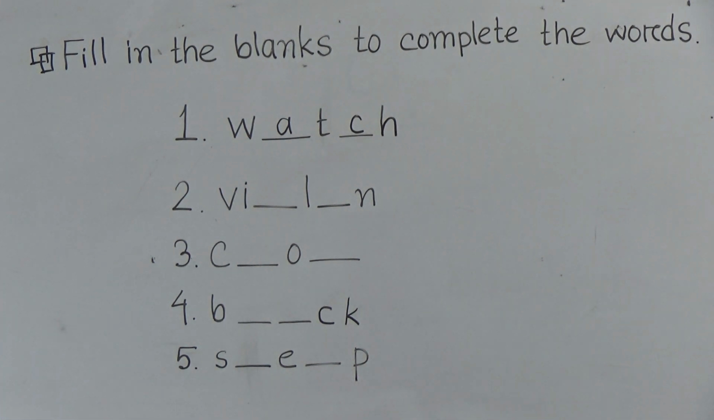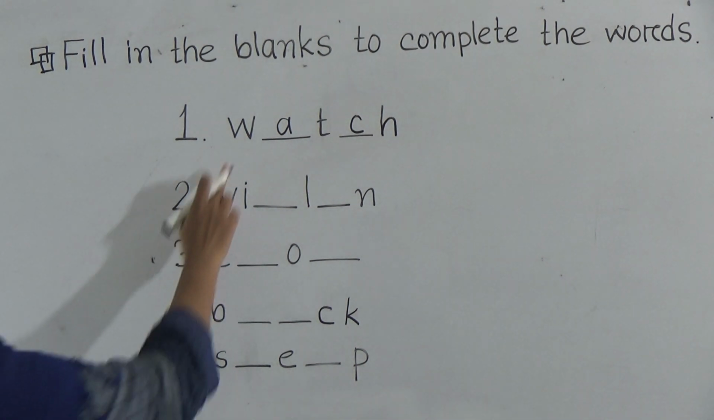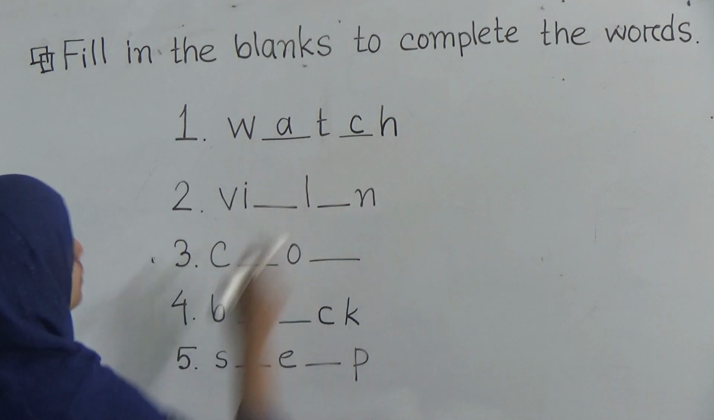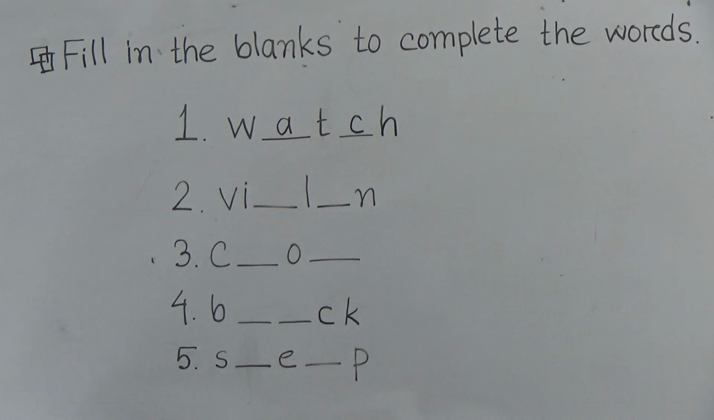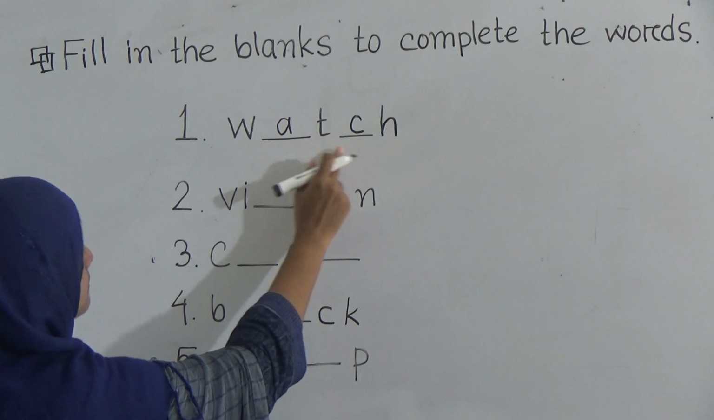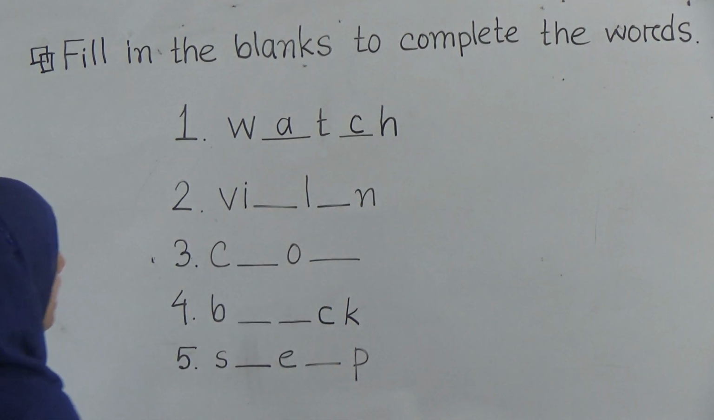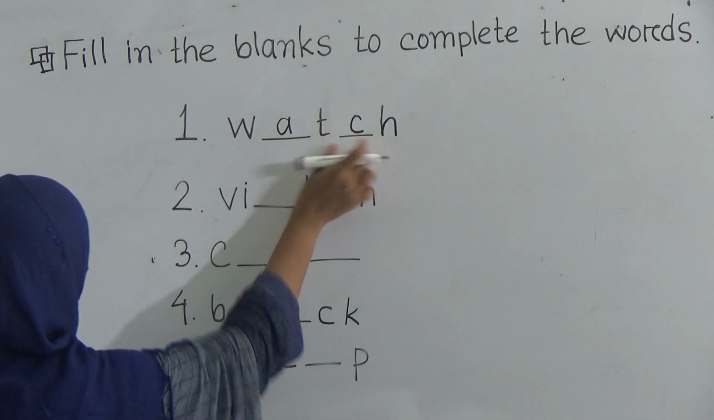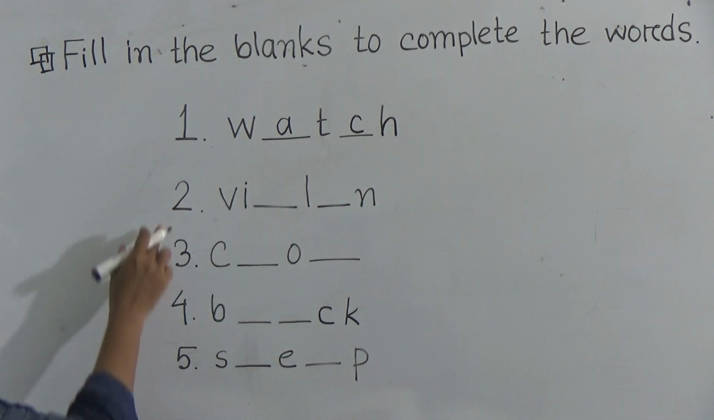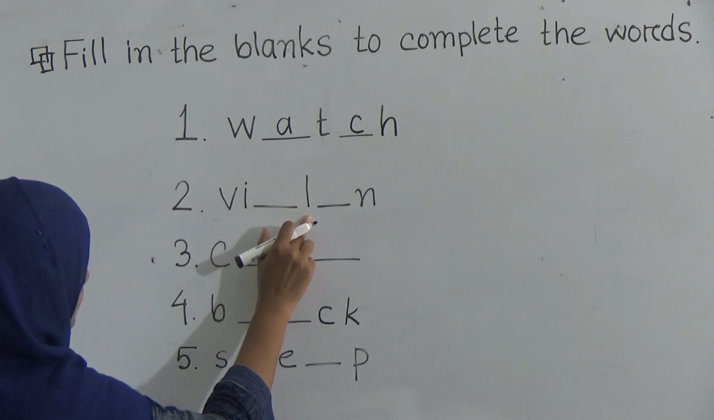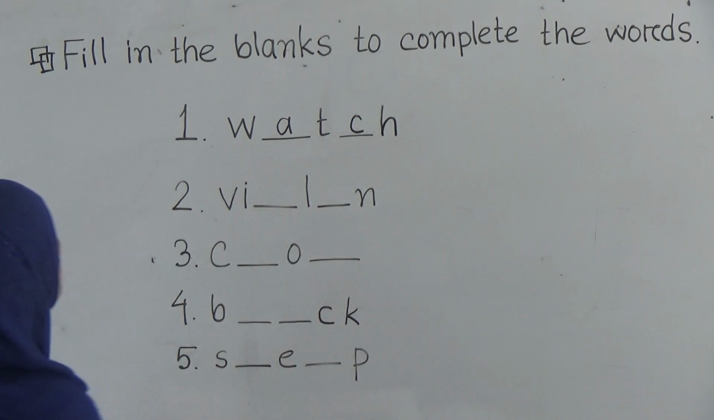Watch. Spell with me. W, A, T, C, H. Watch. Students, spell with me one more time. W, A, T, C, H. Watch. So in the gap you have to write A and C. Now come to number 2. V, I, gap, L, gap, N.